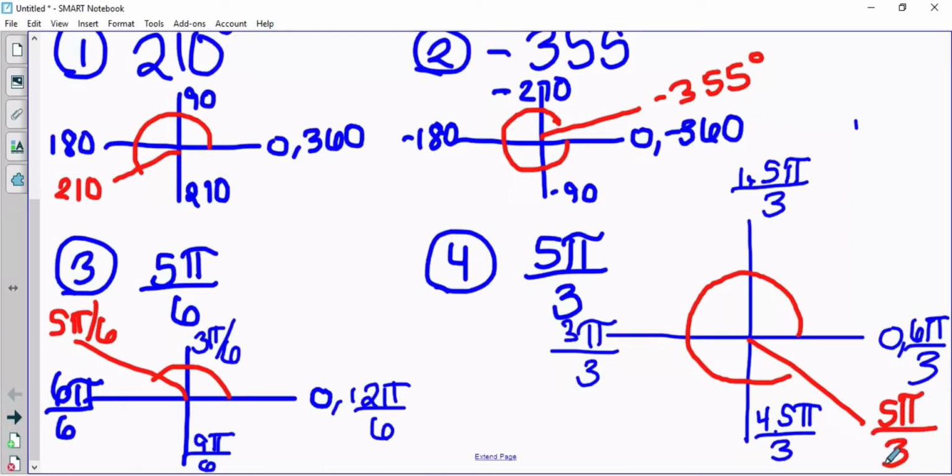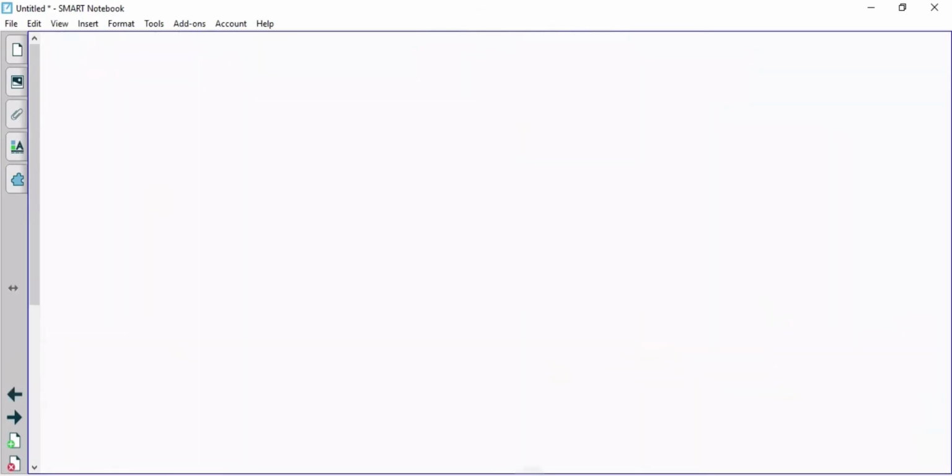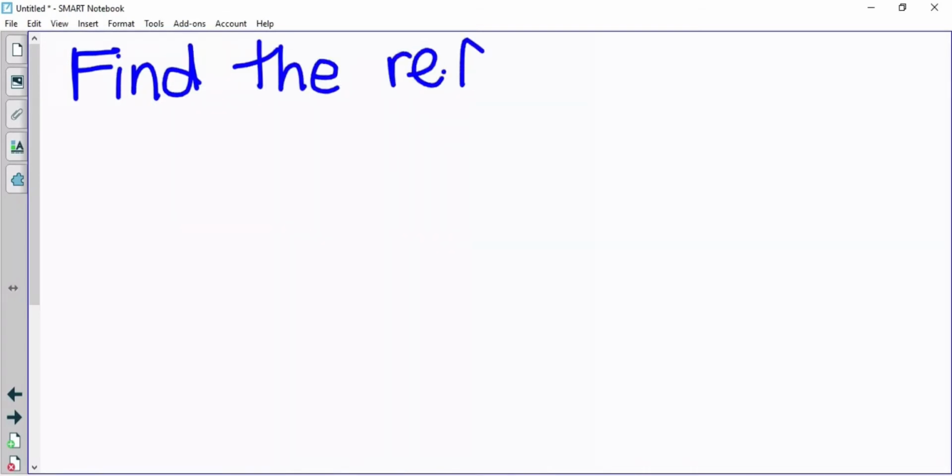So it's really important that we can figure out what quadrant we're supposed to be in when we're given an angle. So the next thing that we're going to do as part of a review is find the reference angle. So I'm going to give you a few angles, and our directions are find the reference angle.